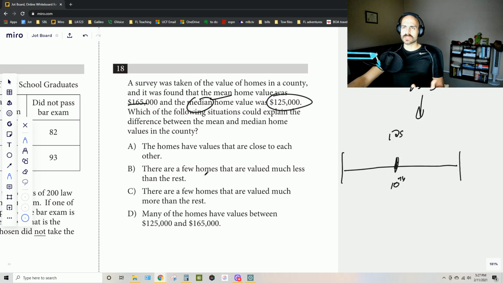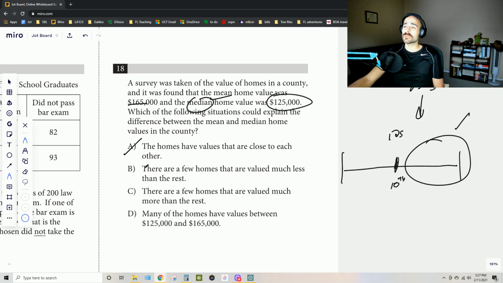Well, let's think about that. If the average is more than what half the houses are, then you know what? That tells us that we're having more weight put towards this end of the spectrum. So let's look at our choices though. The homes have values that are close to each other. Well, that's not the case because they'd be much closer than they are showing up here.